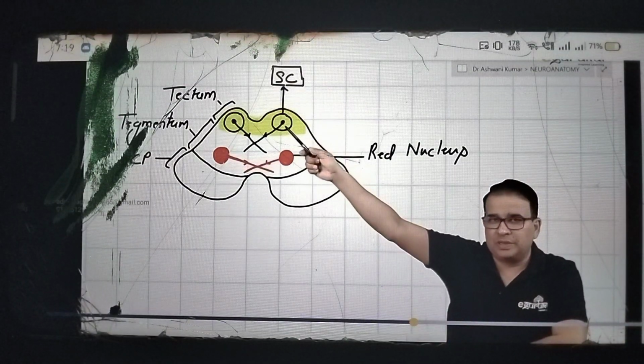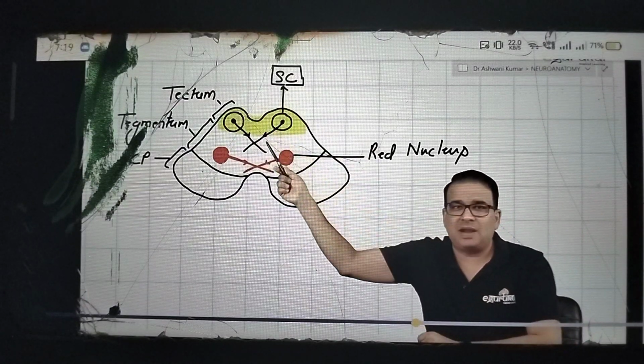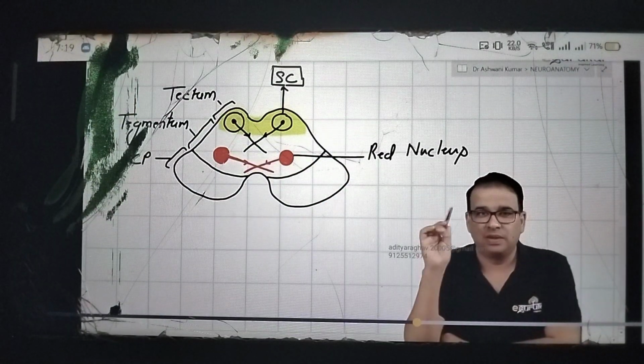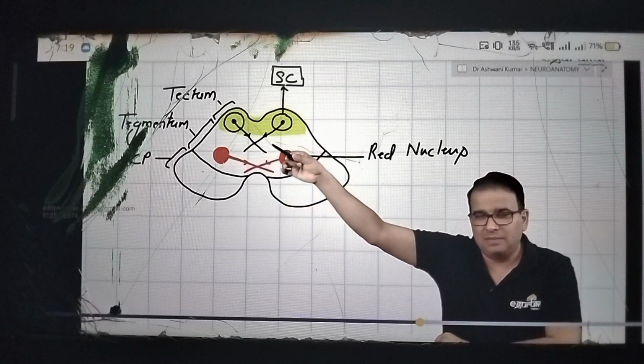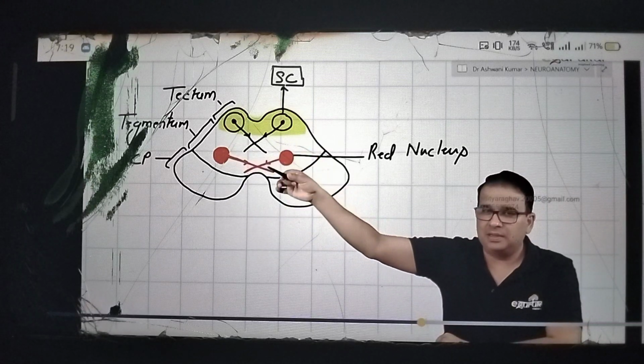Because fibers coming from the superior colliculus are coming from which part of the midbrain? Tectum. So this is the tract called the tectospinal tract. And this coming from the red nucleus is the rubrospinal tract. So in the midbrain, if you see a decussation more toward the posterior side of the tegmentum, that is for the tectospinal tract; more toward the anterior side in the tegmentum, that is the rubrospinal tract.